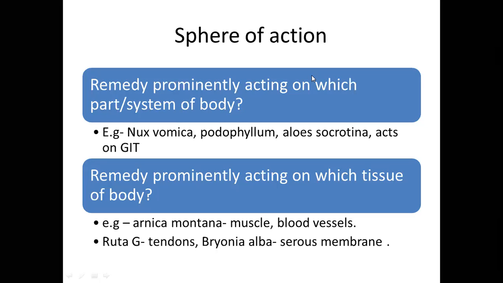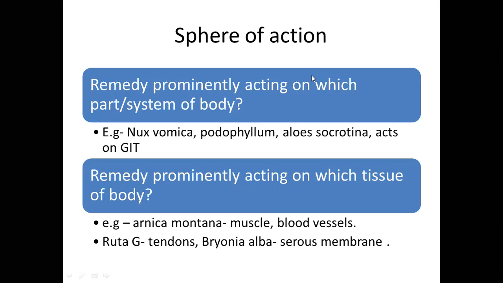Now it may be a part, it may be system of body, part like head, eye, nose, or it may be system like gastrointestinal system, respiratory system, central nervous system, autonomic nervous system, etc. And example of this is Nux vomica, Podophyllum, Aloe socotrina. These remedies act more prominently on GIT. At the same time, it also means remedies prominently acting on which tissues of the body.